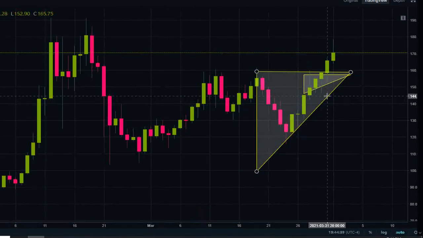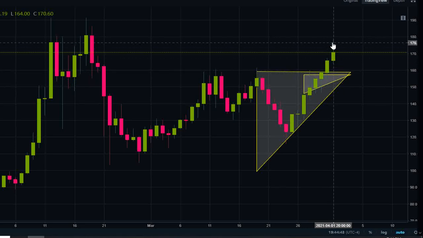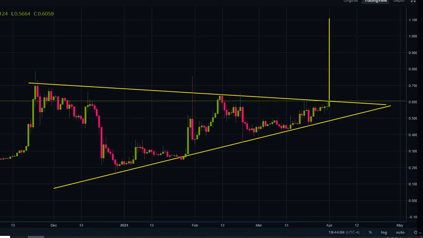Here we have Zcash, just done this in the last day or two. Look at this. Comes out of the triangle at 158, all the way up to 179.78, and pulling back a little bit, right? Well, that's kind of the thing that you would expect, right?